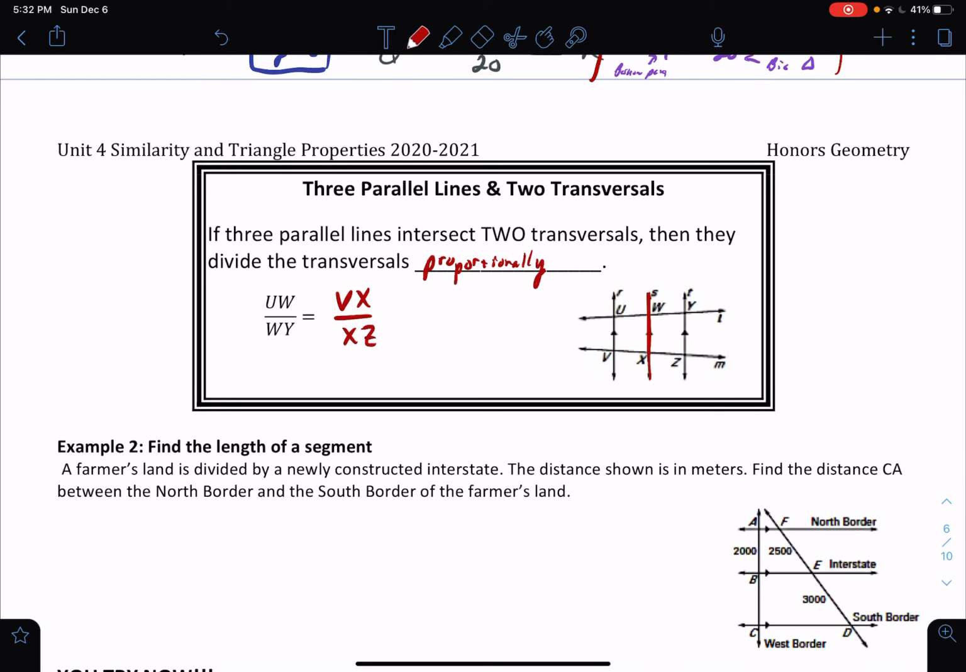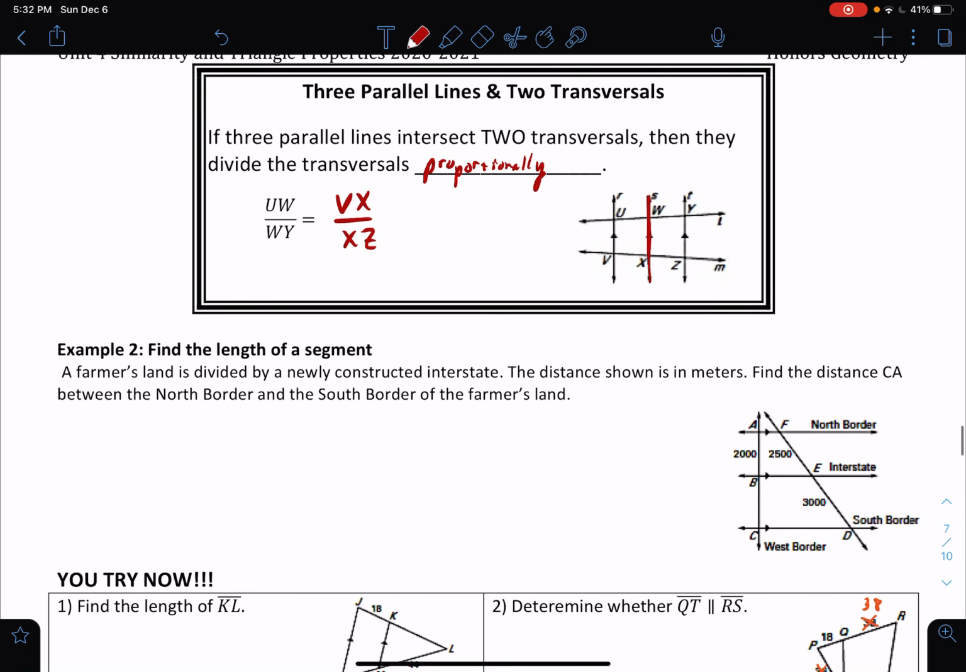All right, so if we have a situation like example 2, a farmer's land is divided by a newly constructed interstate. The distance shown is in meters. Find the distance CA. So I'm trying to find this entire distance between the north border and the south border. Well, this parallel line BE is dividing the sides proportionally. So I can set up a proportion with the top part being 2,000. The bottom part, this BC, I don't know. So I'm going to call that X equals the top part of the other transversal, which is 2,500, over the bottom part, which is 3,000.